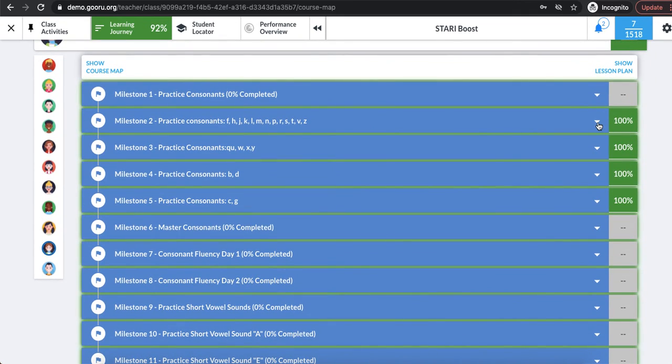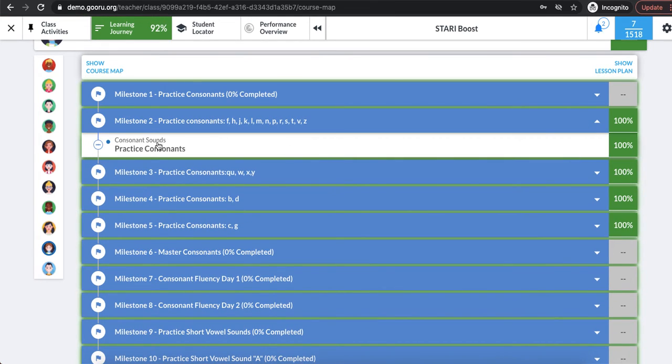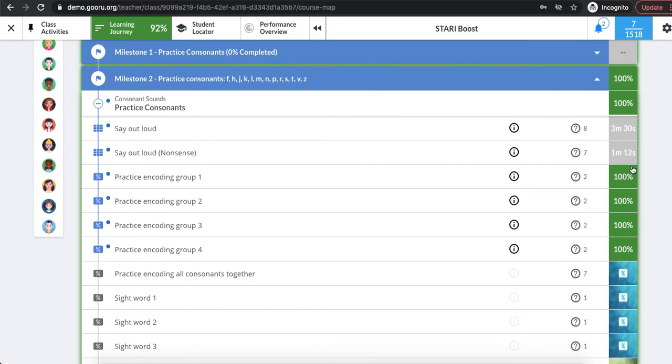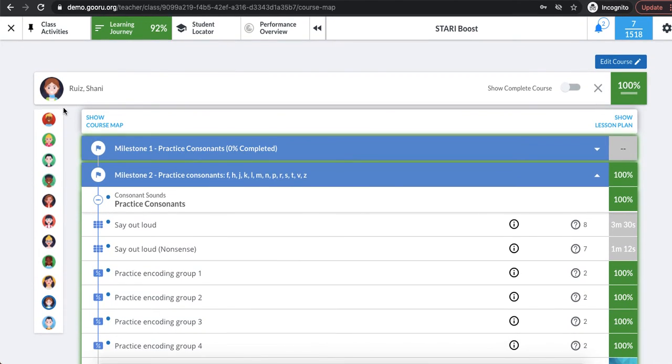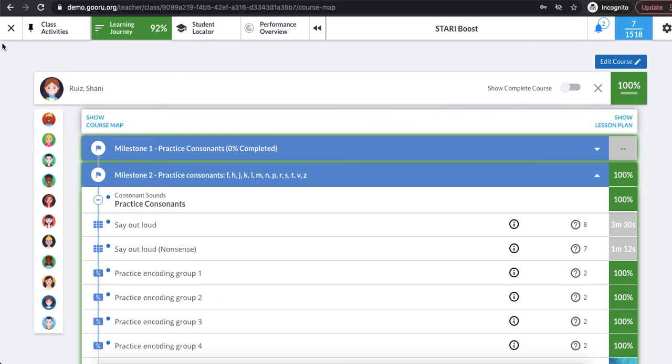So I can see that Shawnee's doing extremely well. She's scoring 100%. I can click in and take a closer look. I can see how much time she's spending, but those first 4 assessments, it's 100% all the way down. So you can get a good look at each of your individual students just by clicking on them from the side. So that is how to monitor your students using their learning journey.